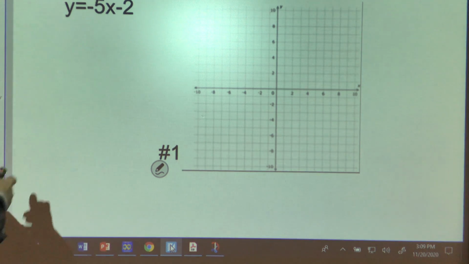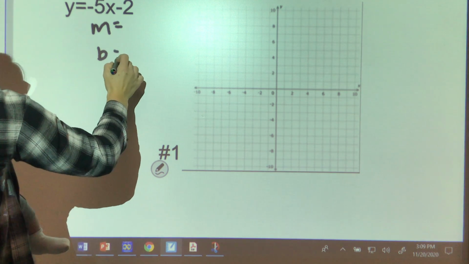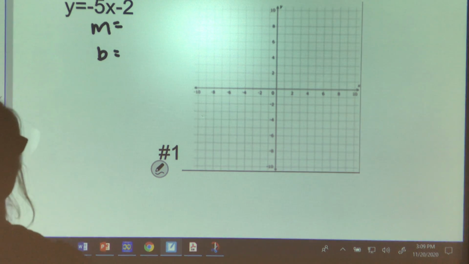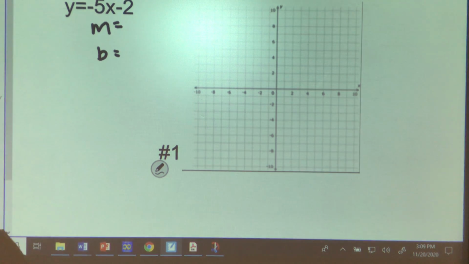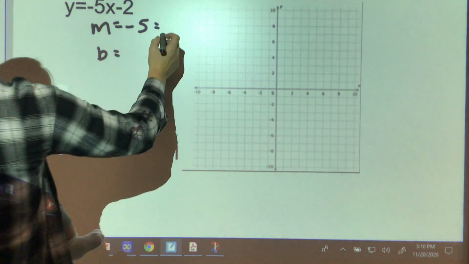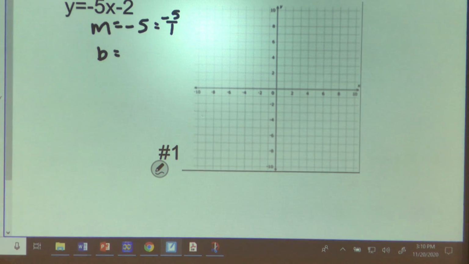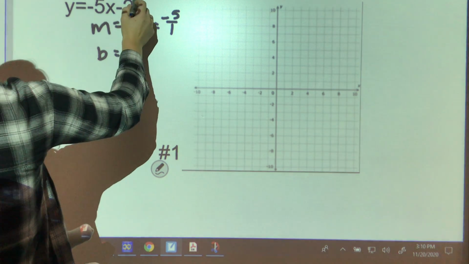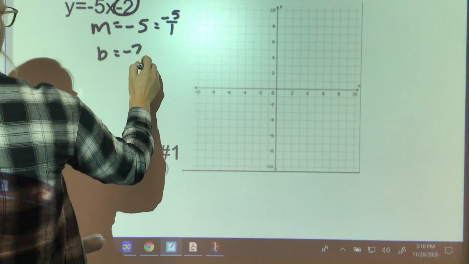So to do this, we're going to have to find our m value, which is our slope, and we have to find our b value, which is our y-intercept. So our slope, I hope you know by now, is always right in front of the x value. So our slope for this problem is going to be -5. If you want to write it as a fraction, we put -5/1. Okay, and then our b value, which is our y-intercept, is always at the end with the symbol right in front of it. You keep that symbol. So our b value, or our y-intercept, is -2.